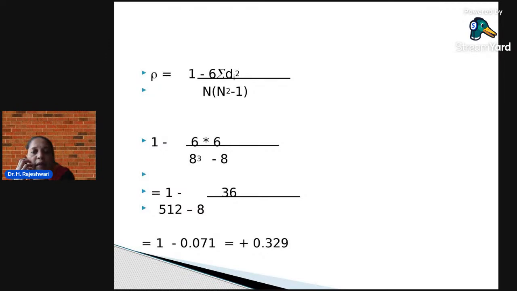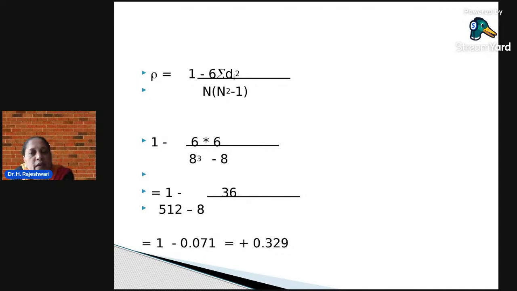Why Lakshmi negative? No. See, when you are getting the R value, which you have got it as 0.329, in case you get it as minus value, then only we will be saying a negative correlation. In case you get a plus value, then it is a positive correlation. Okay?